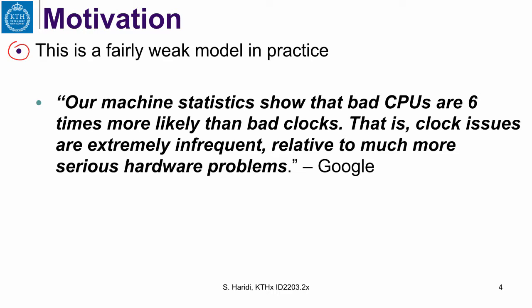And just to support our claim that we can build algorithms using this, we can look at what engineers at Google say. Our machine statistics show that bad CPUs are 6 times more likely than bad clocks. That is, clock issues are extremely infrequent relative to much more serious hardware problems. So this assumption is practical for all practical purposes and for all practical systems.